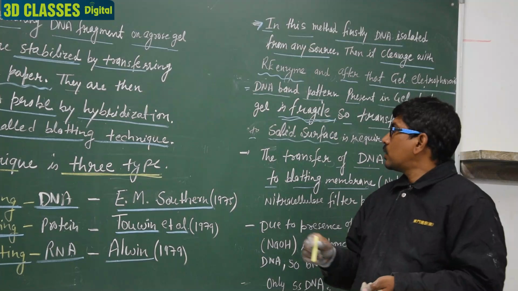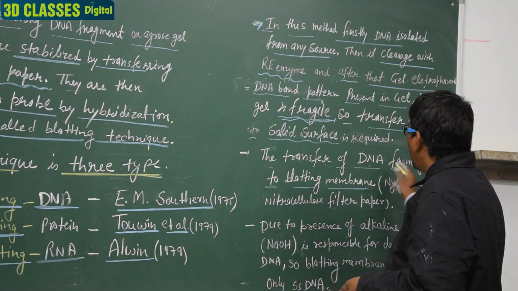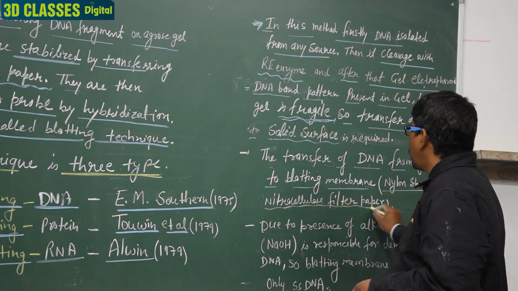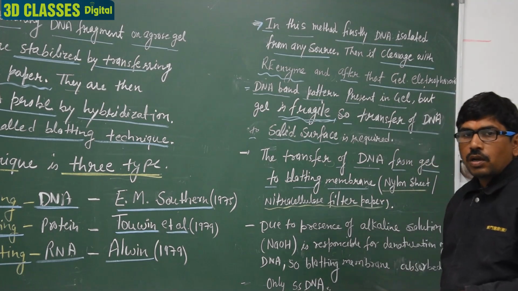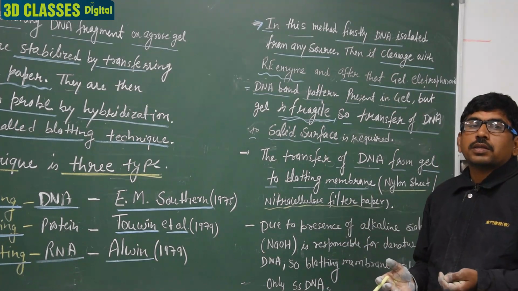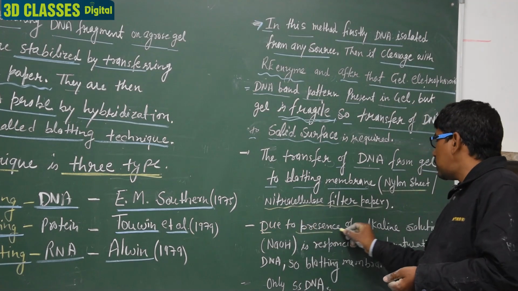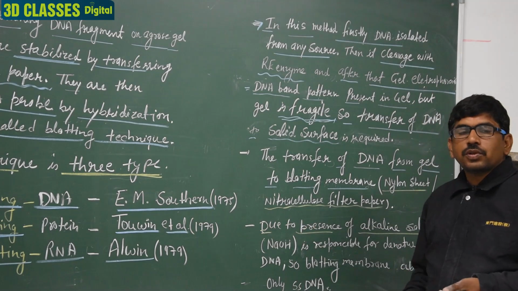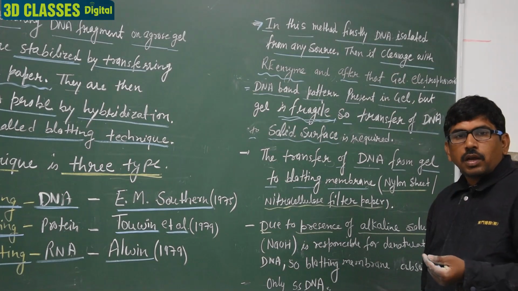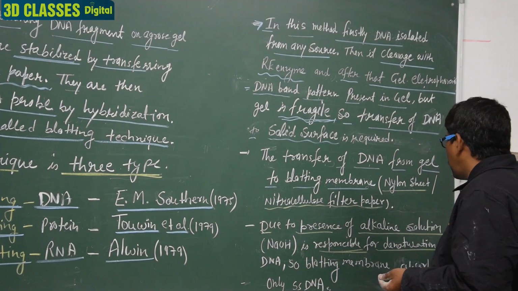Okay. So here the DNA is transferred from the gel to the blotting membrane, and this blotting membrane is the nylon sheet or nitrocellulose filter paper. This is known as the blotting technique. Clear? Next, due to the presence of the alkaline solution, NaOH, sodium hydroxide solution, it is responsible for the denaturation of the DNA.